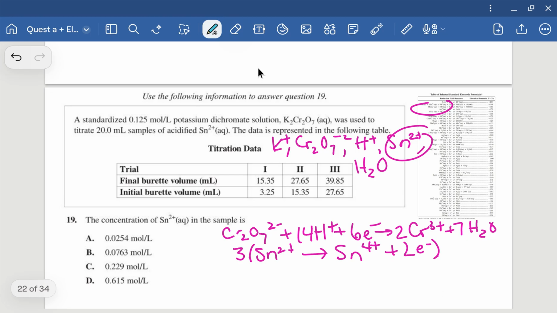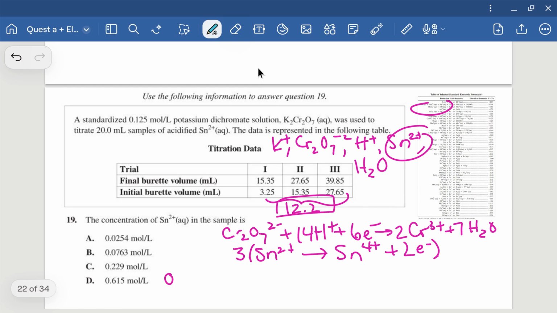The other part here is you want to take a look at your average trials. All of these are within 0.2 of each other, so we can keep each of them. So your average volume is 12.2. Figuring out each of them, the first one was 12.1, then 12.3, and the last was 12.2. So add the 3 up, divide by 3, and we get 12.2.